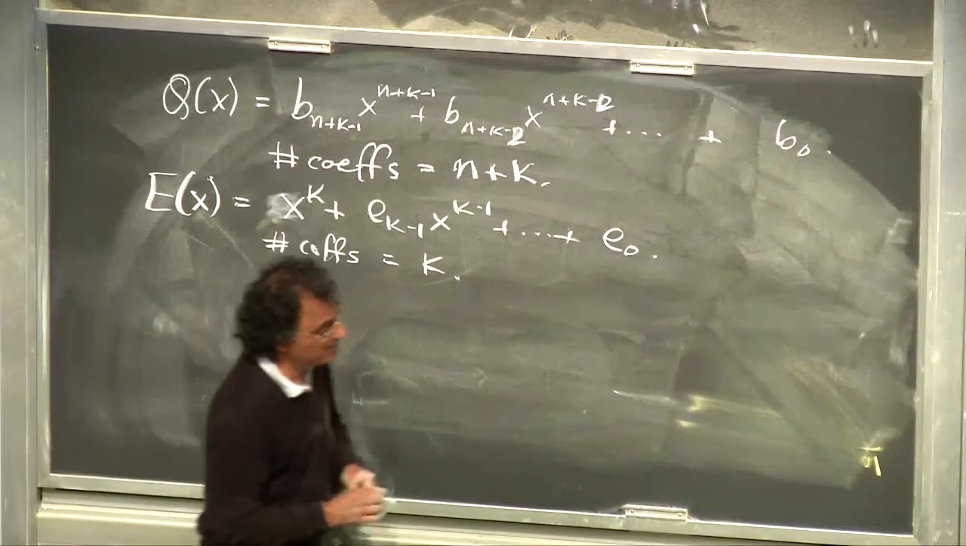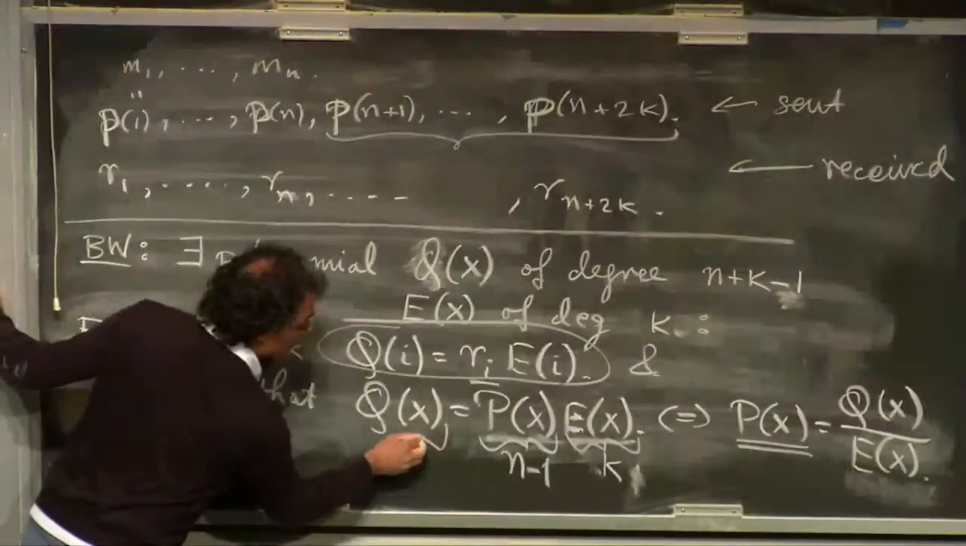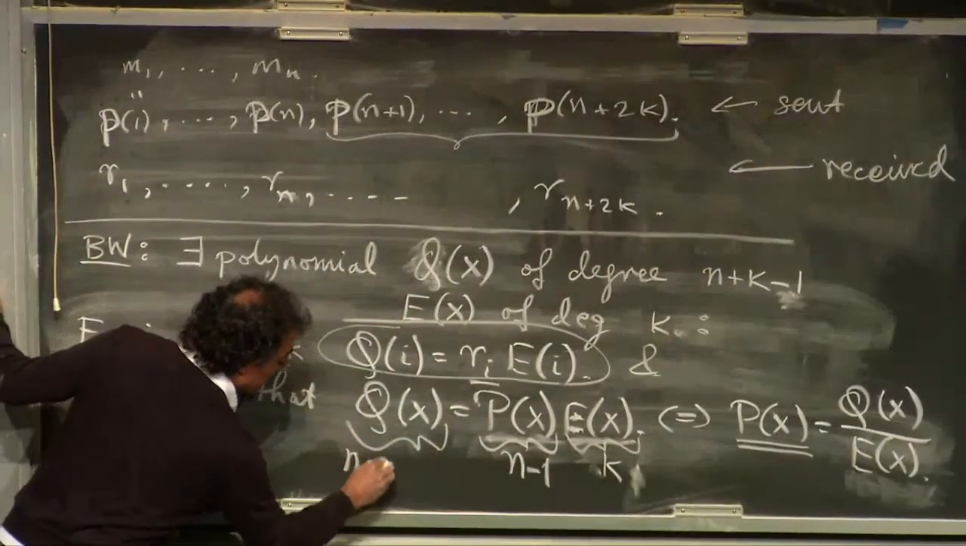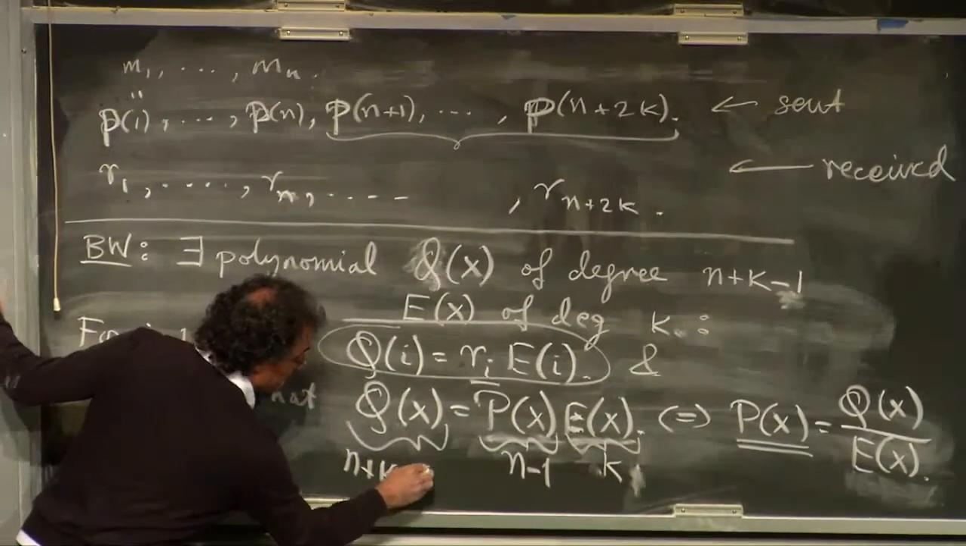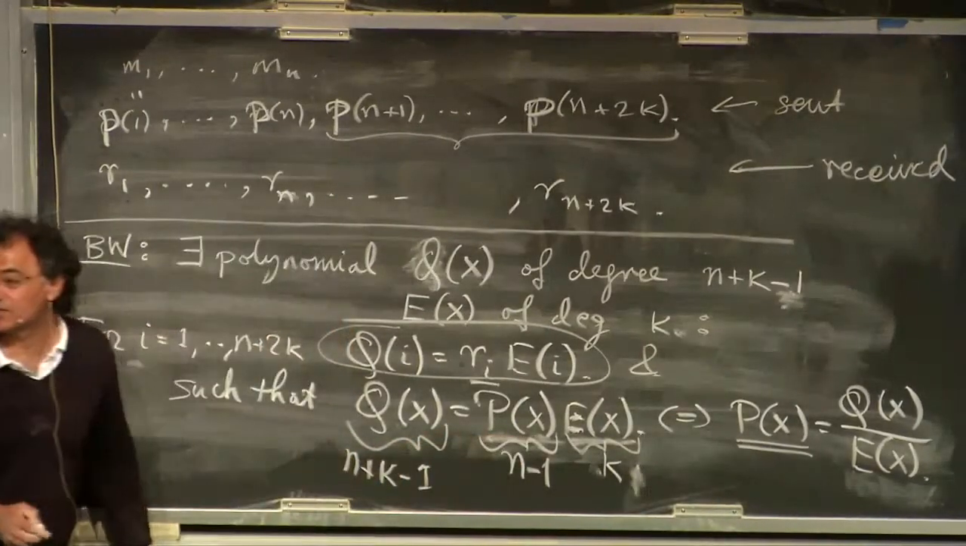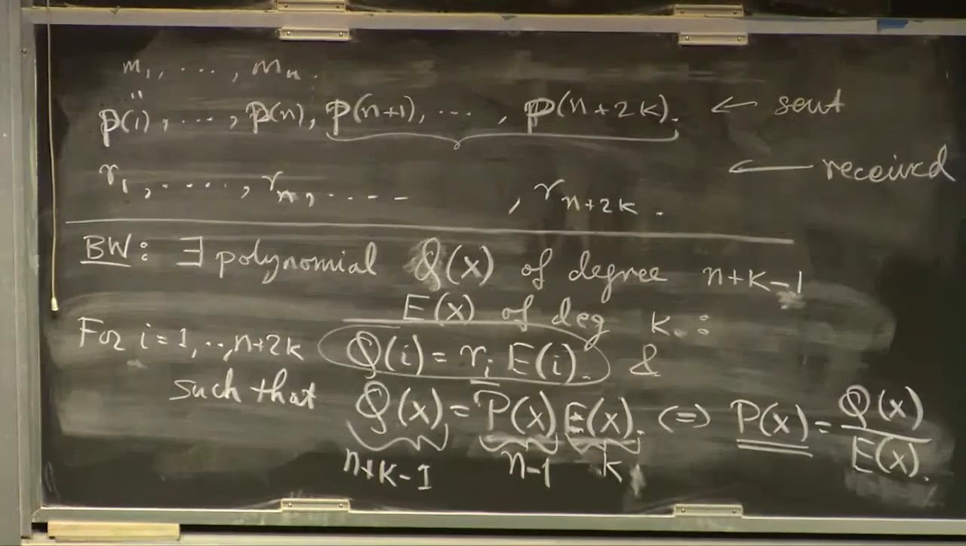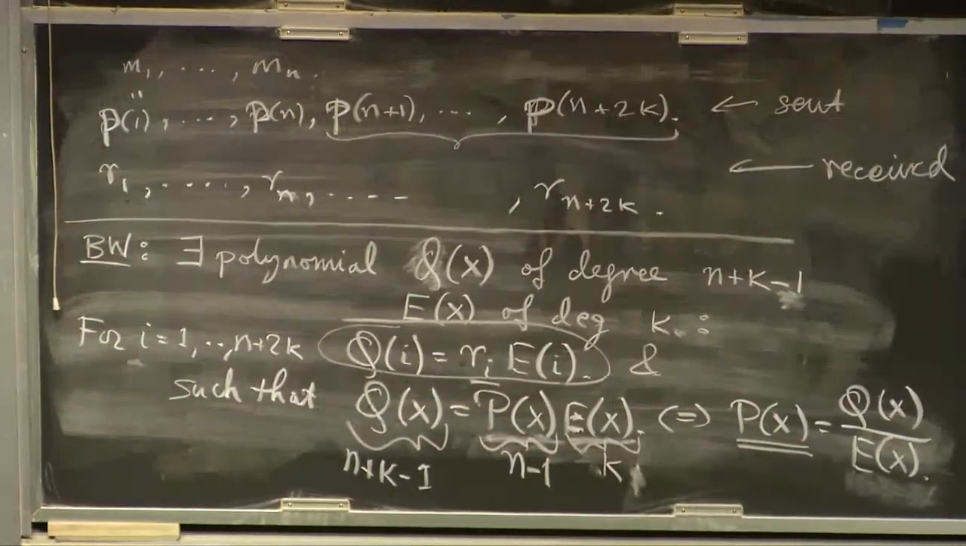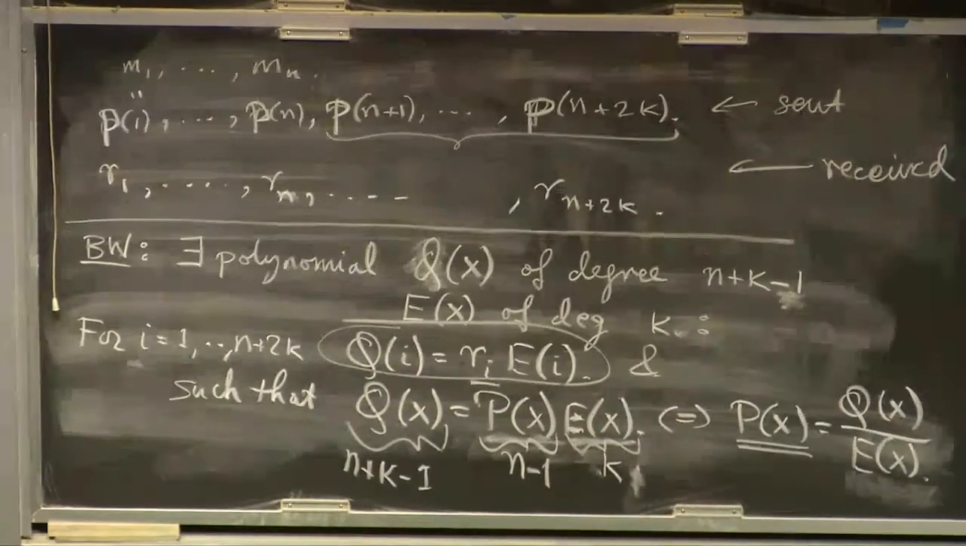And so Q is of degree, it's a product, so it's n plus k minus 1. P was of degree n minus 1, if you remember. So the total number of coefficients, the total number of unknowns, is n plus k plus k. It's n plus 2k.